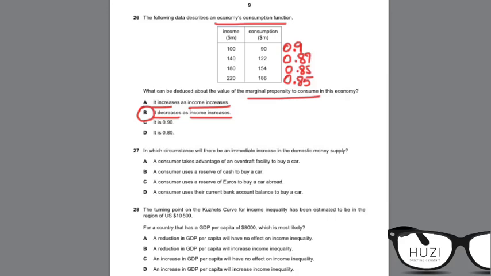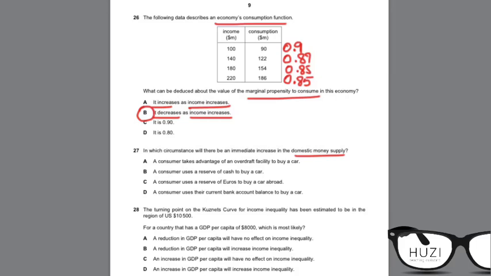Question number 27. In which circumstance will there be an immediate increase in domestic money supply? A consumer takes advantage of an overdraft facility to buy a car. A consumer uses a reserve of cash to buy a car. A consumer uses a reserve of euros to buy a car abroad. A consumer uses their current account balance to buy a car.